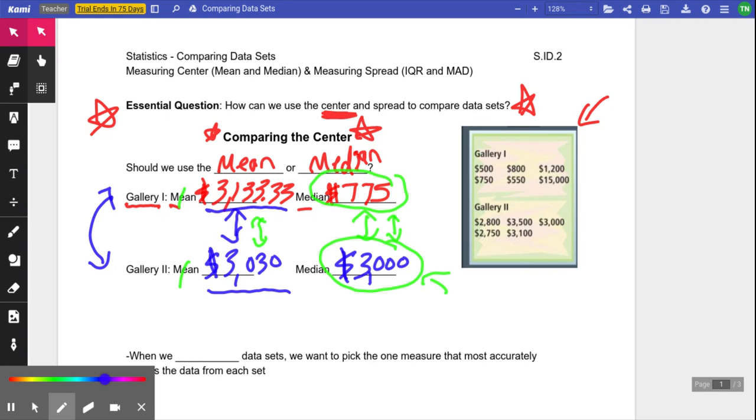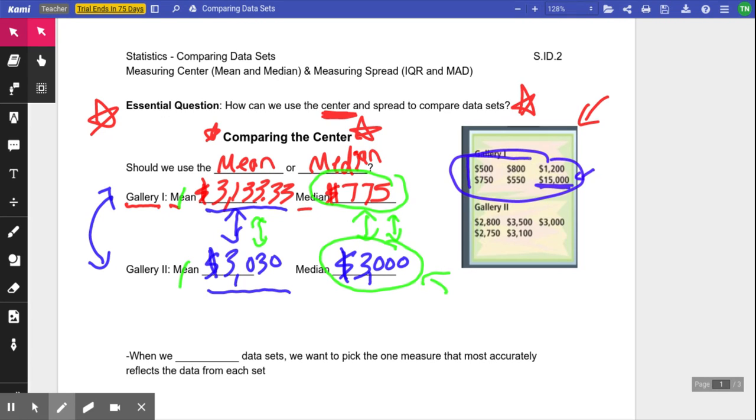Well, look at gallery number 1, right? We have these paintings. Their prices are $500, $750, $800, $550, $1,200. And then we have this guy, right? This $15,000, right? Must have been a darn good work of art, or it must have been a customer who came in and just was dying to have that piece of art. Is that typical that the prices of those paintings are being sold for around $15,000? No, not whatsoever. We have 4 paintings that went for under $1,000, and we have another painting that was just above $1,000, right?